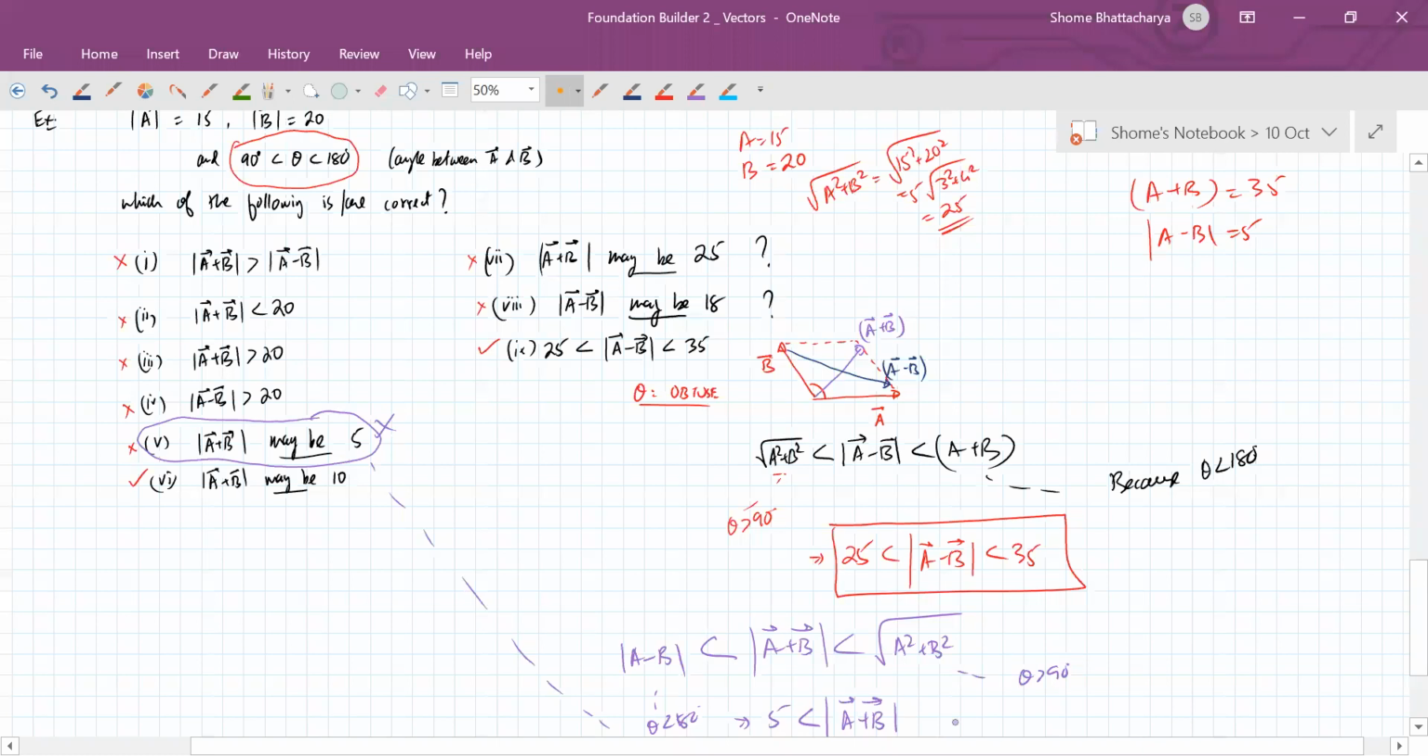This is ruled out because of this. Okay. And at the same time it has to be less than 25. So it can be greater than 20, but it has to be less than 25. So that's why these two are ruled out. It may be less than, it may be greater than also. Can't say for sure that it's less than. Can't say for sure that it's greater than. Okay. And if you combine these two statements, now you can also see that in general, mod of a plus b will definitely be less than mod of a minus b.